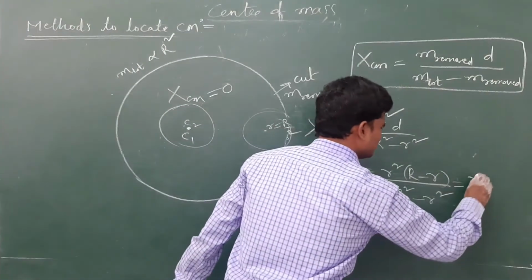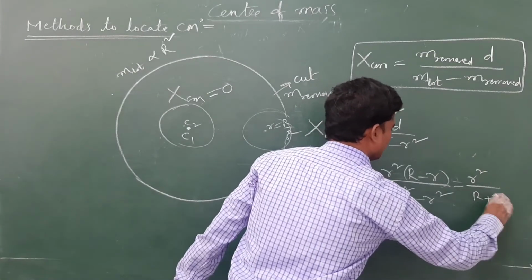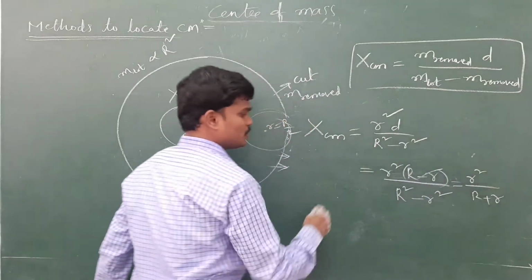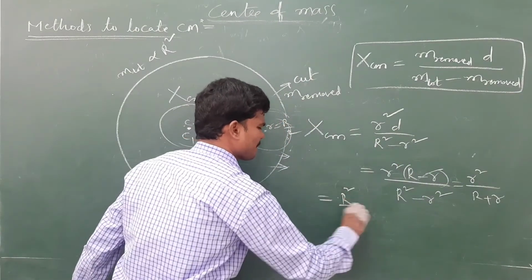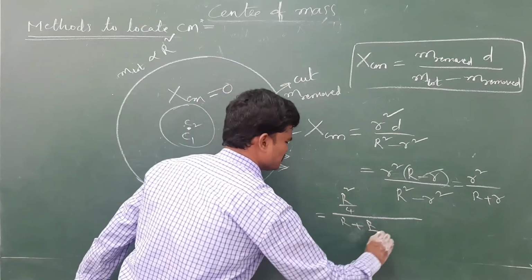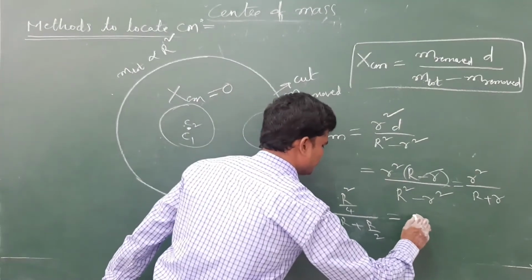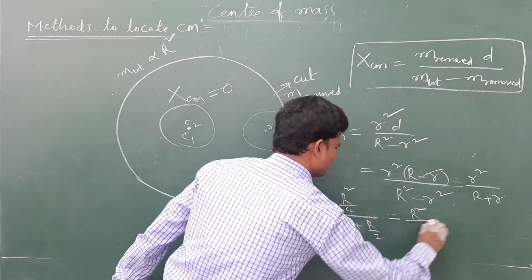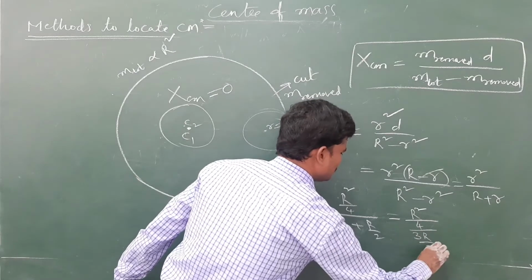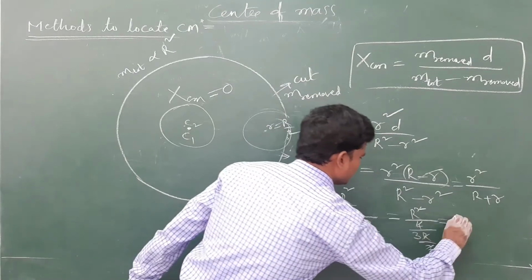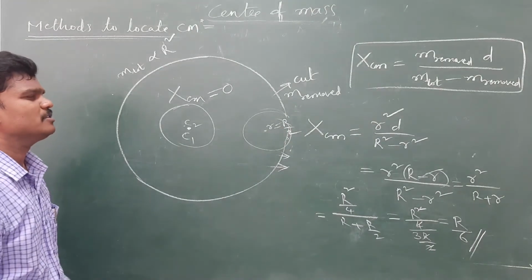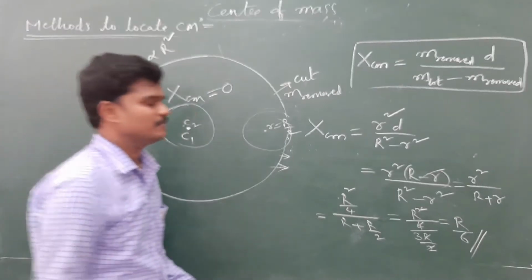See, this one is r squared by R plus r. Okay, a plus b, a minus b. If small r is given as R by 2, then R squared by 4, over R plus R by 2. So you will get R squared by 4 over 3R by 2. So one R gets cancelled, and you will get R by 6. Okay. So based on the given problem, you change the method, but the method is the same.